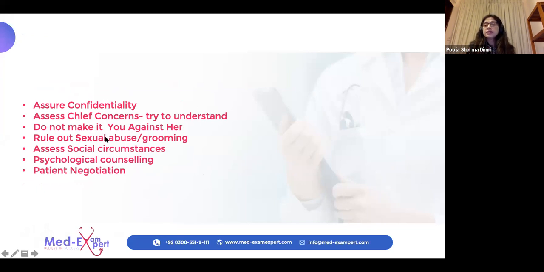Do not make it you against her. You are not entering into a fight or confrontation with the patient. You have to try to understand her and be on her side, and still explain what you think should be done. Rule out sexual abuse or any grooming. Assess the social circumstances, psychological counseling. So it's basically patient negotiation. Okay.